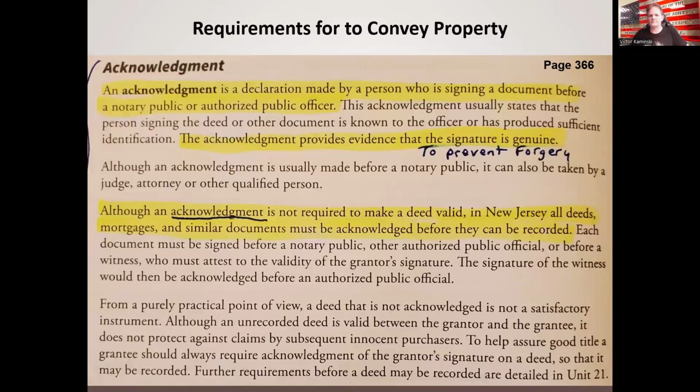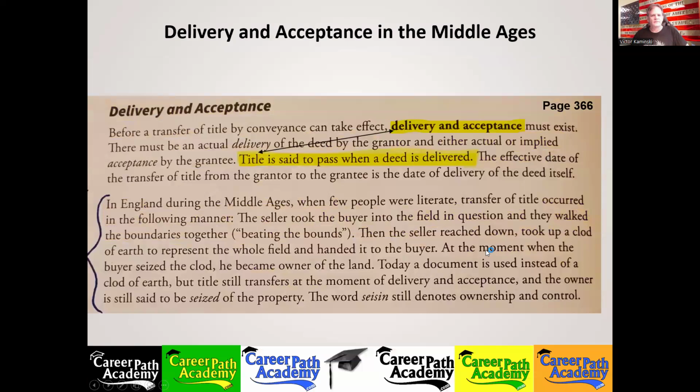Got it. Okay? A little bit further down in that page, delivery and acceptance must exist. Before a transfer of title by conveyance can take effect, delivery and acceptance must exist. There must be an actual delivery of the deed by the grantor and either actual or implied acceptance by the grantee. Title is said to pass when the deed is actually delivered.